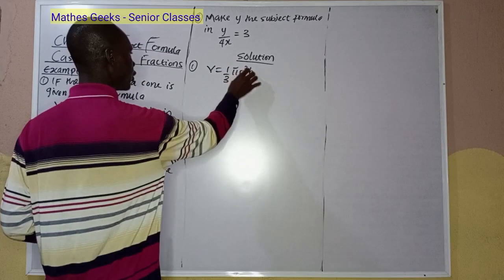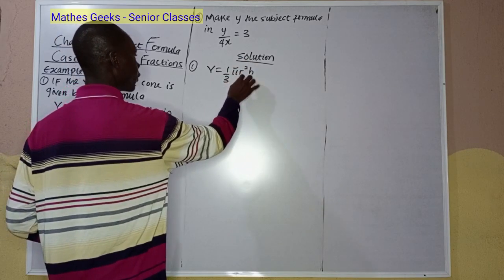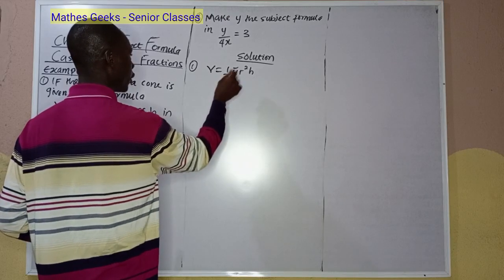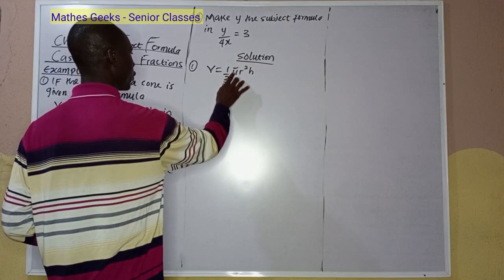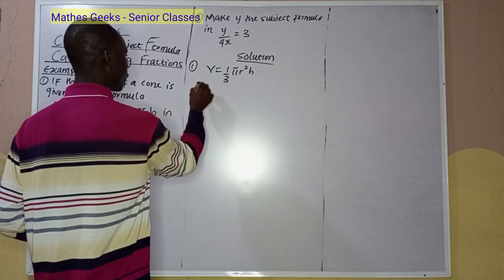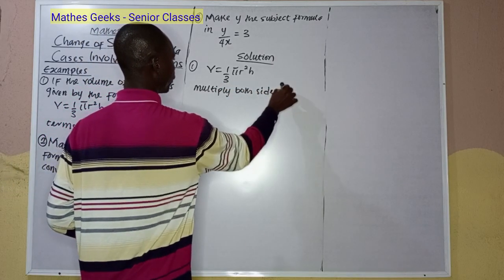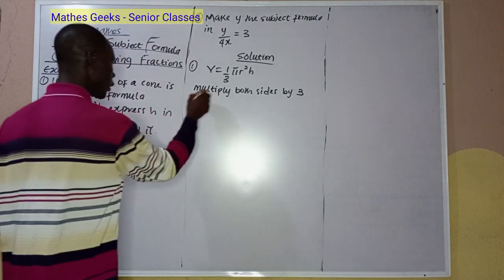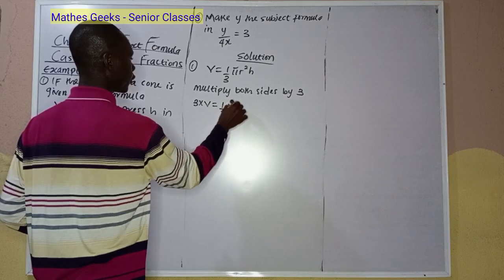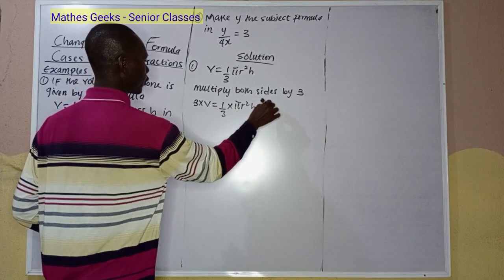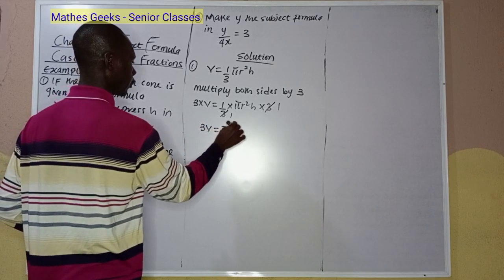So since h is what we're going to make subject formula and is related to pi r squared by multiplication and to 3 by division, we're going to first of all remove this obstacle, which is 3. And since 3 is related to this part by division, the opposite of division is multiplication. So this means we're going to multiply both sides by 3. So 3 times v is equal to 1 over 3 times pi r squared h times 3. So 3 here 1, 3 here 1. So here will be 3v is equal to pi r squared h.